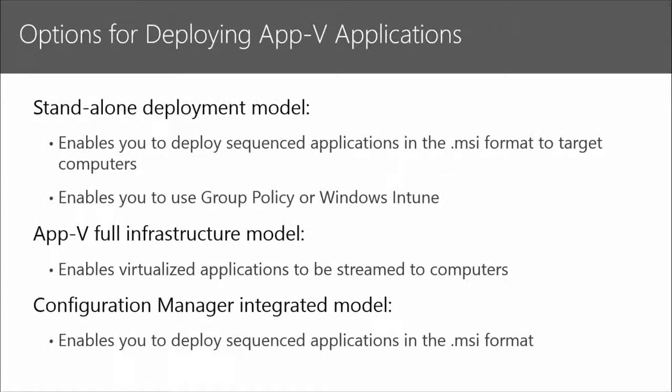And here's some other infrastructure ways of having AppV. One is called the standalone deployment model, where you've sequenced those applications into an MSI format, and then you use your MSI files and deploy that through Group Policy or System Center, or however you normally deploy your MSI files. So that's a way you could deploy an AppV application. It's just an MSI file.